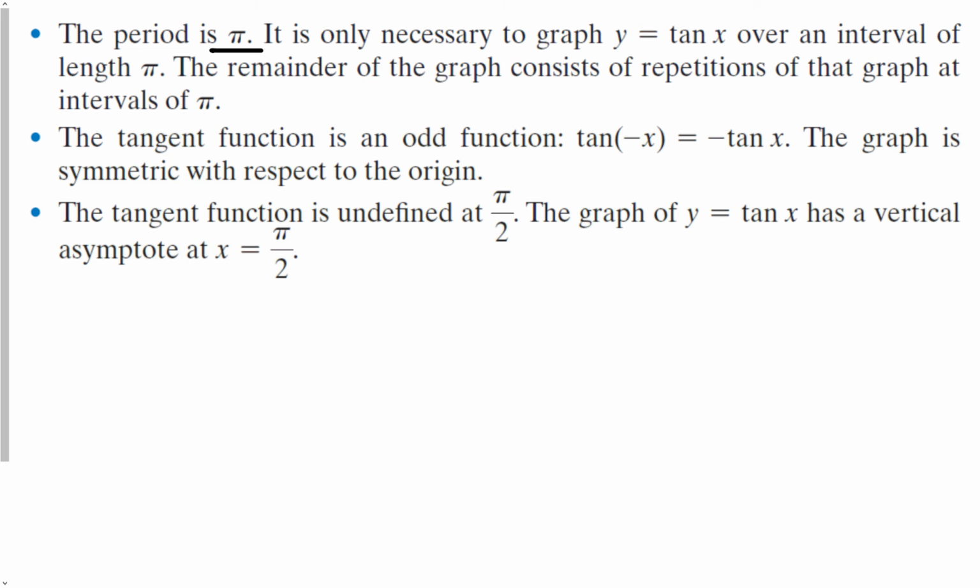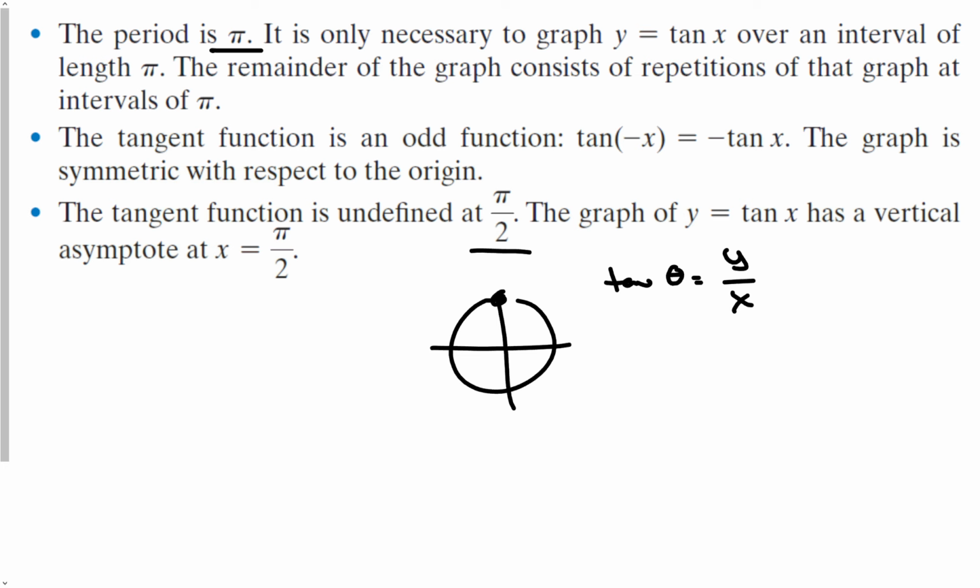Okay? The tangent was an odd function, just like the sine is an odd function. Cosine is even. And so the graph is symmetric with respect to the origin. Here's the important part: the tangent is undefined at pi over 2. Because if we remember, pi over 2 is right here. The tangent of theta was, by definition, y over x. So the x coordinate was 0 here. So this would be 1 over 0, which is undefined.